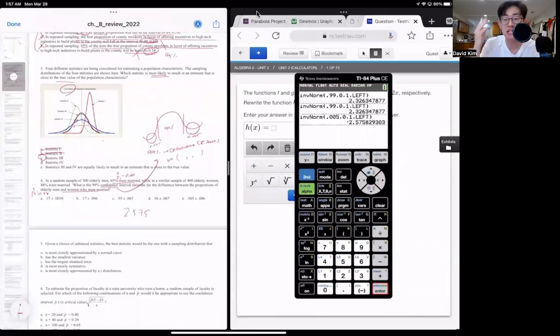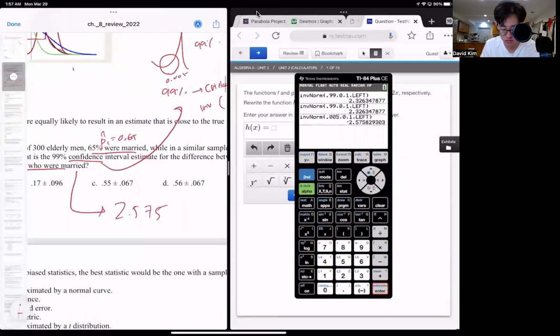And what you're going to do is you're just going to get 2.575. It's a good idea to memorize these numbers before the test so that you don't get confused, or you don't even have to bother figuring this out on your own. 99% confidence simply means that.